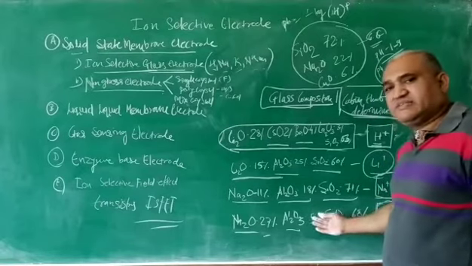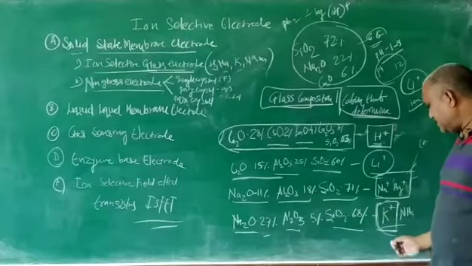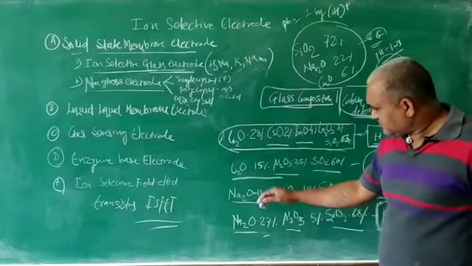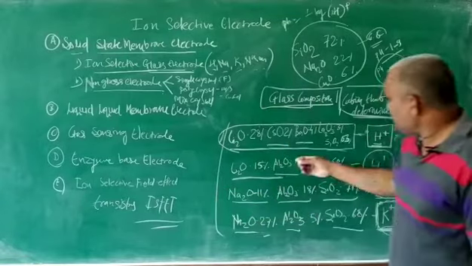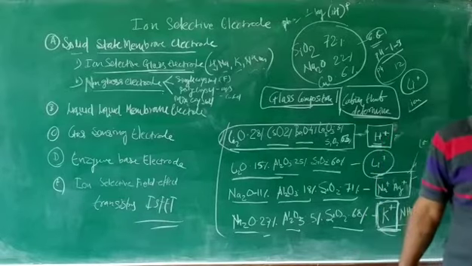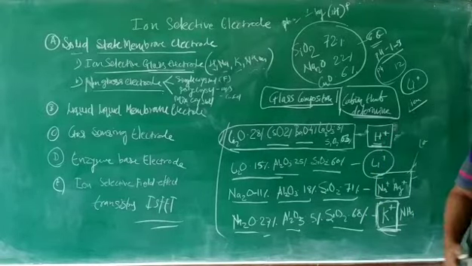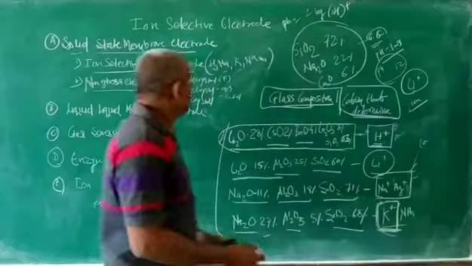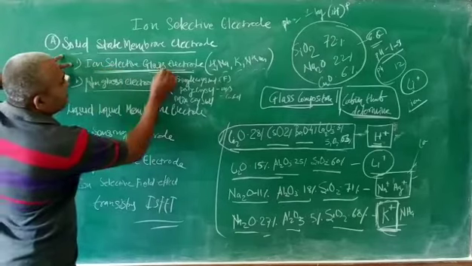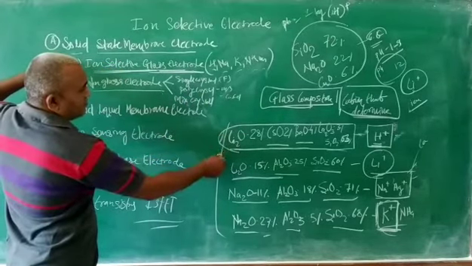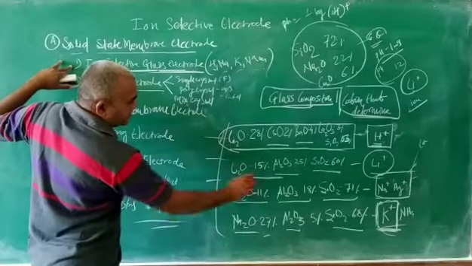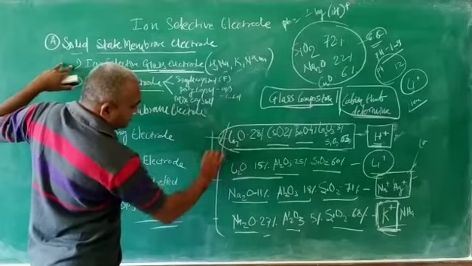Which composition glass would you use for detection of the potassium ions? So this is a very important composition of glass. So here we have now finished the ion selective glass electrode, for hydrogen ion, lithium ion, potassium ions.